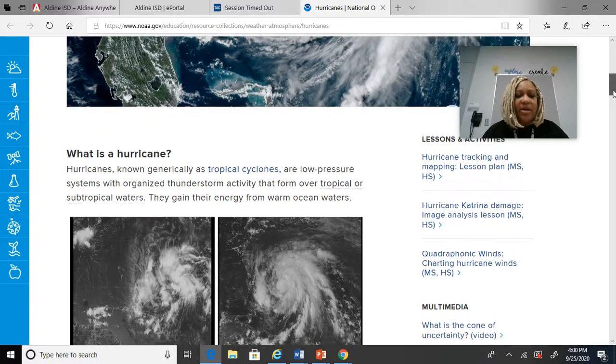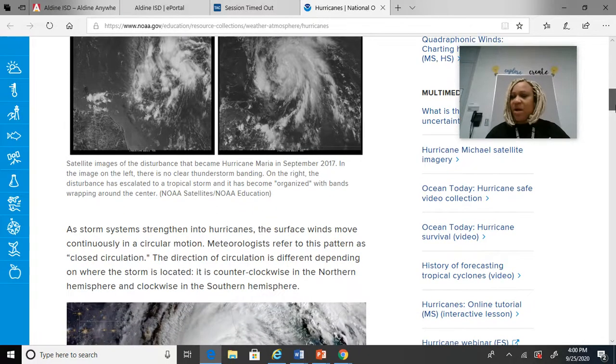So, what is a hurricane? Hurricanes, known generically as tropical cyclones, are low pressure systems with organized thunderstorm activity that form over tropical or subtropical waters. They gain their energy from warm ocean waters. I'll say that again. They gain their energy not from spinach, but from warm ocean waters. That is what fuels the hurricane. Warm water. If there is no warm water, it will begin to die out.